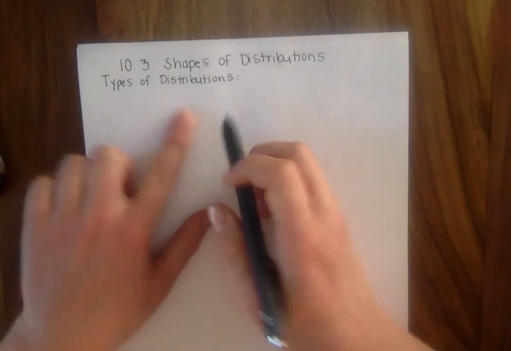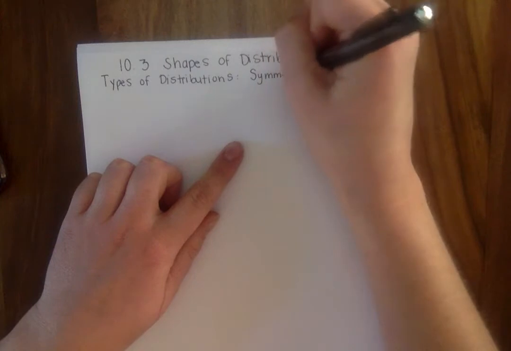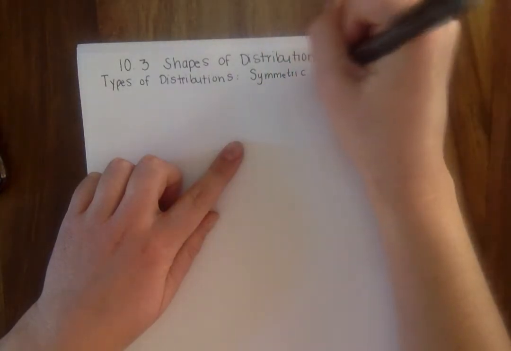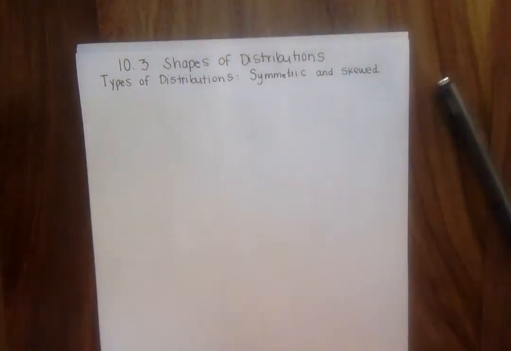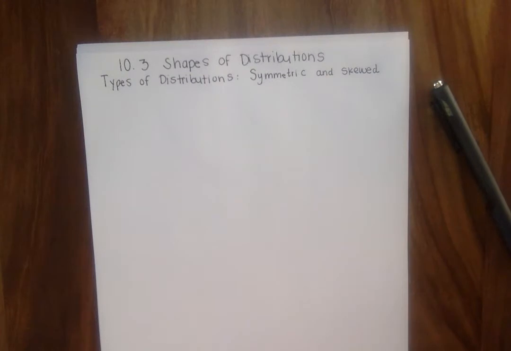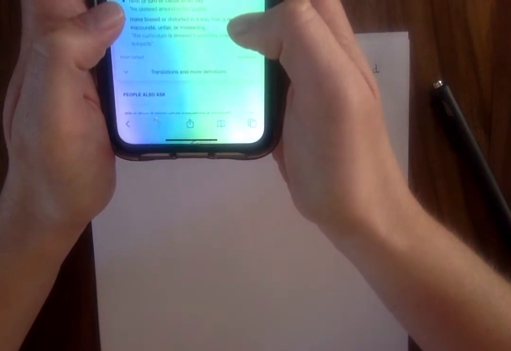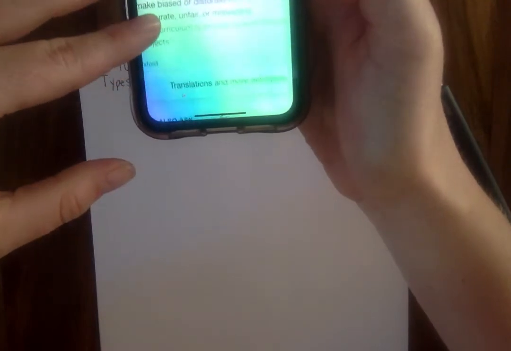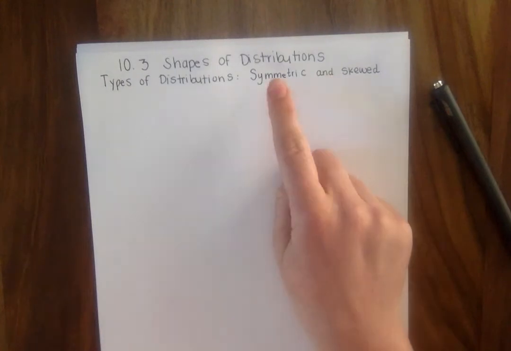The types of distributions are: you can either have symmetric, and you can also have data that's skewed. Think about what the word skewed means. Let's look it up together. The definition of skewed is a sudden change in direction or position. So it's kind of a twist or a turn, but mainly what we're focusing on here is that it makes something biased. It makes something look a little bit distorted, so it's not as regular. Skewed is sort of the opposite of symmetric.